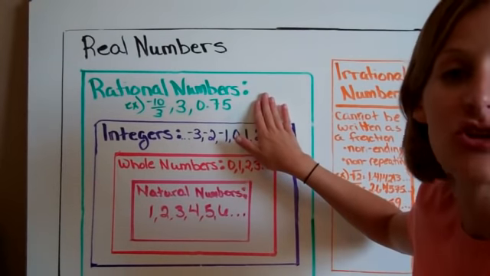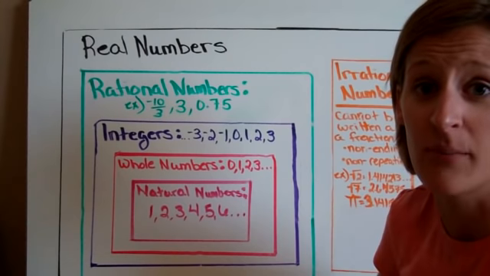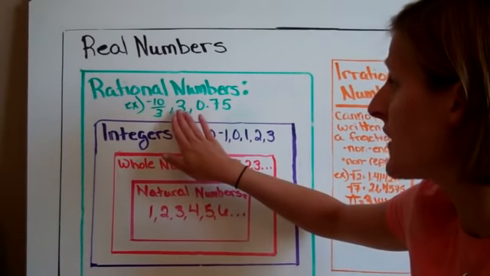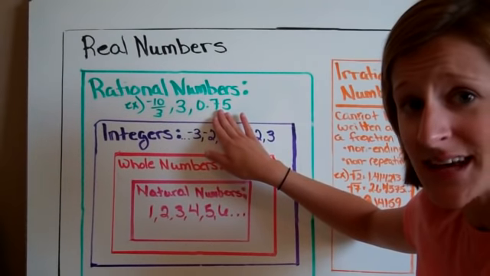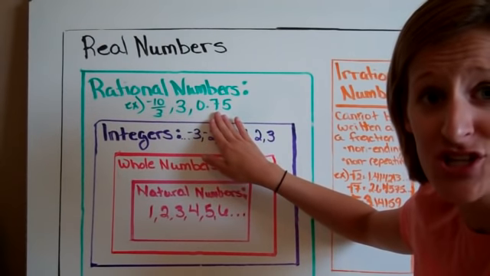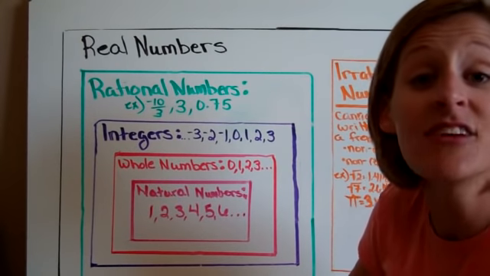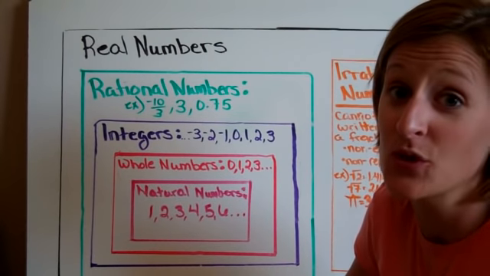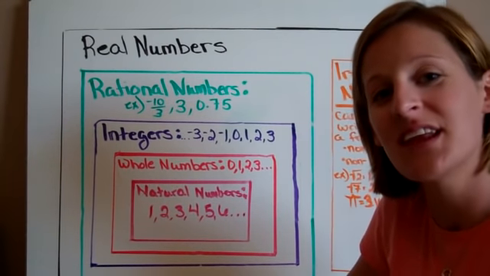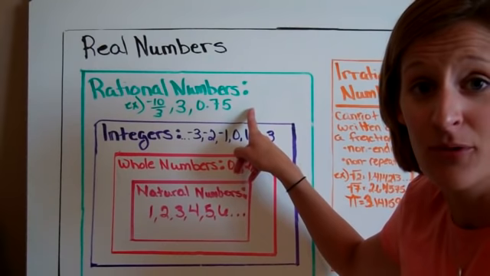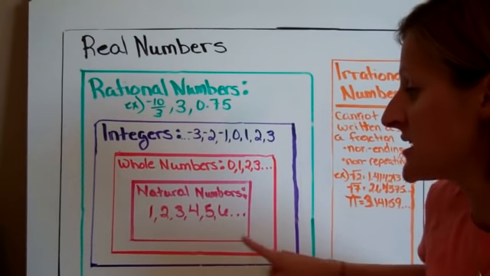Now within rational numbers, you can have -10/3. That's a rational number. Now you can also have 3 or 0.75. This is an ending decimal. You can put that into a fraction, and that's 3/4. Also 1/3. Even though putting it into a decimal is 0.3 repeated, since the 3 is being repeated, it's considered a rational number.